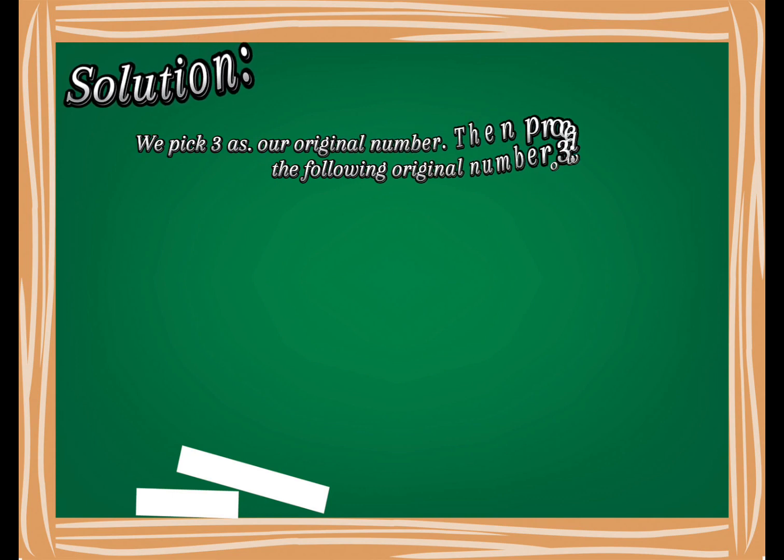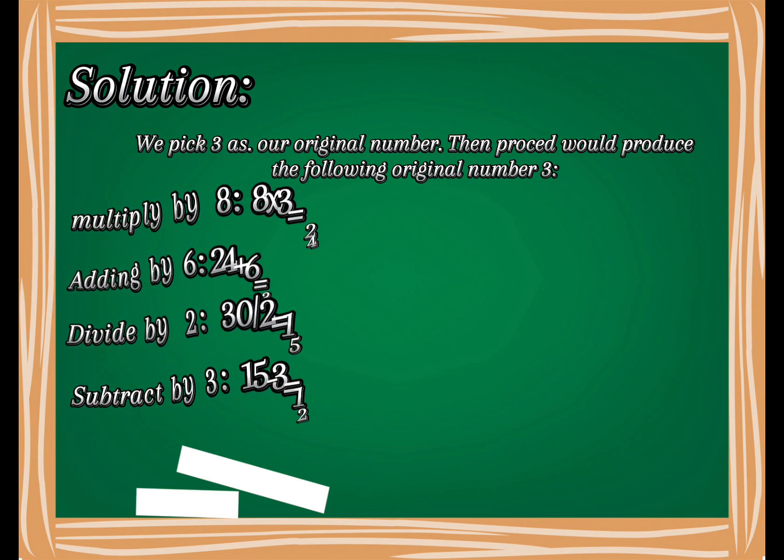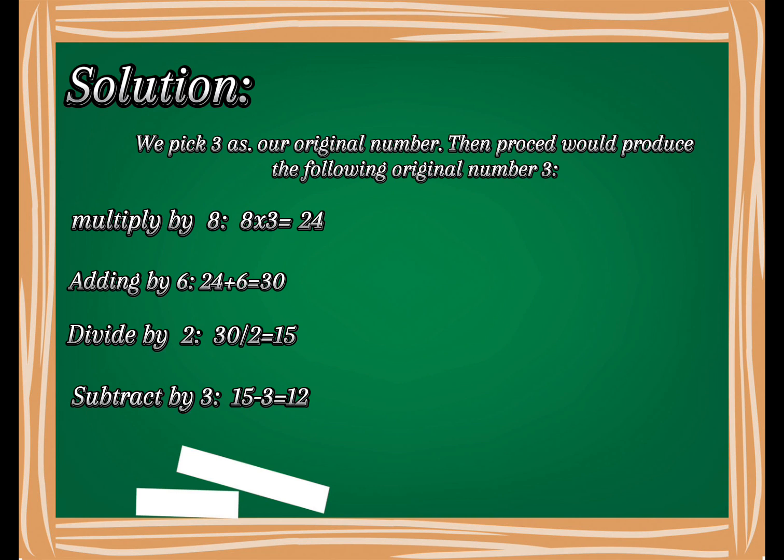We pick 3 as our original number. Then the procedure produces the following. Original number: 3. First, multiply by 8: 8 times 3 equals 24. The second is add: 24 plus 6 equals 30. Third, divide: 30 divided by 2 equals 15. The last one is subtract: 15 minus 3 equals 12.